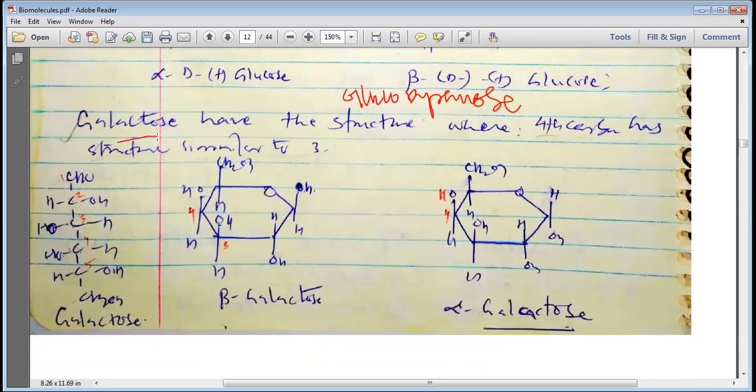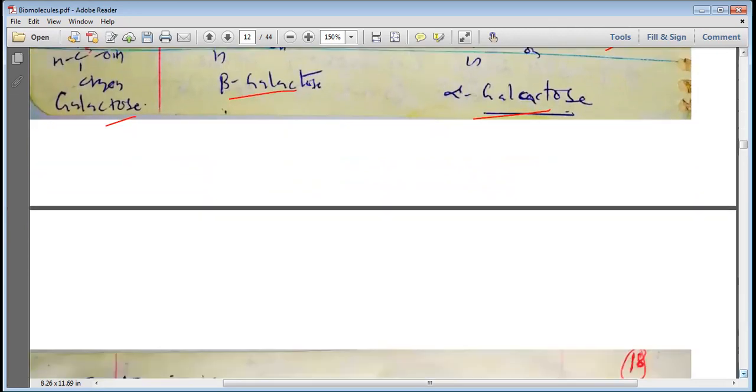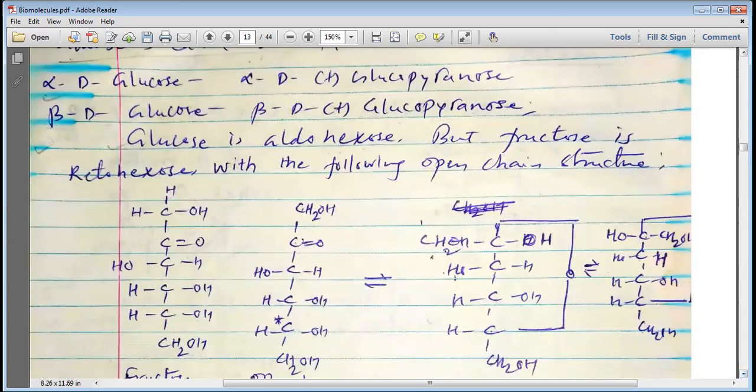In the same way, my dear students, galactose has the same structure. This is what is known as beta galactose, and this is what is known as alpha galactose. Again, you can see the right and left hand side: when OH is present on the left hand side, we call it beta galactose, and when OH is present on the right hand side, we call it alpha galactose. So alpha galactose, right hand side OH; beta, left hand side OH. Now you can remember it very easily without any doubt.